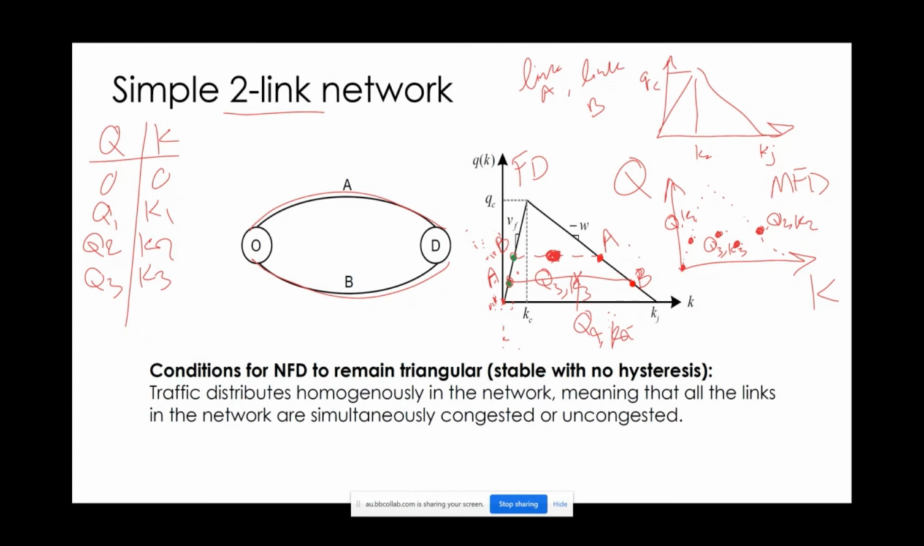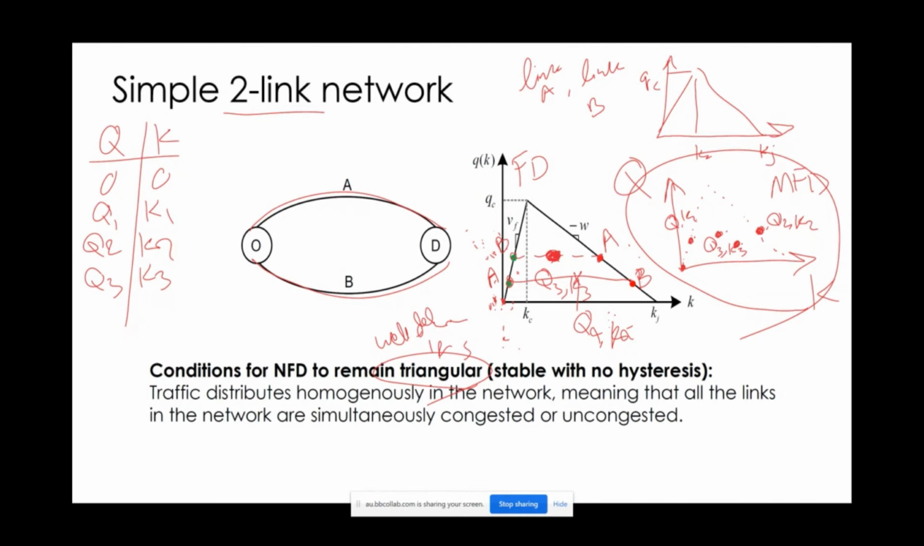So by this example, I wanted to highlight the conditions for the MFD or NFD to remain triangular if the link fundamental diagram is triangular, or in more general terms, to remain well defined or with low scatter. In this example, I just showed you that we can have a lot of scatter. The average points can be all over the place. But what is the condition for the MFD to remain well defined and with low scatter? The condition is that the traffic must be distributed homogeneously in the network, meaning that at any time, all links should be either simultaneously congested or simultaneously uncongested.